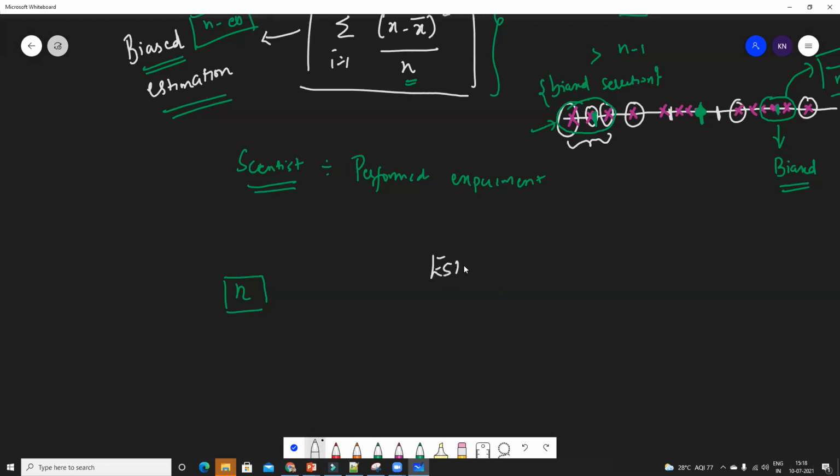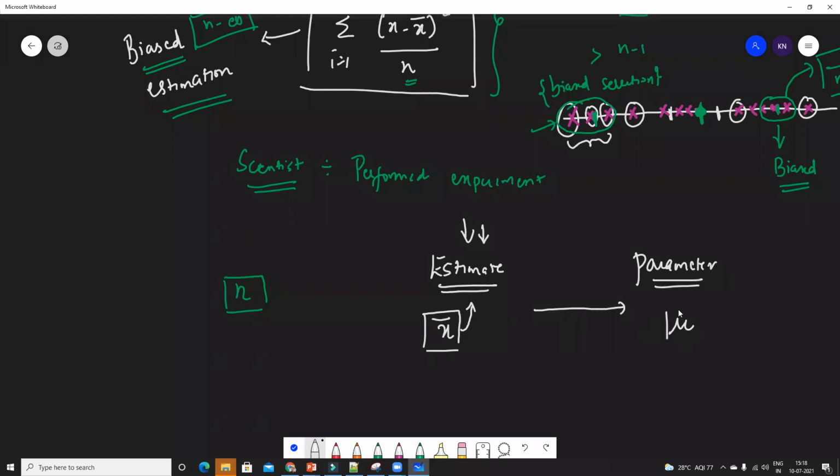What is an estimate? I discussed estimate in my previous session, and I also discussed what a parameter is. Let me discuss this again. Suppose I say x bar is my sample mean. Can I say this is an estimate of the parameter, the population mean? I hope everybody agrees. x bar is an estimate of the parameter, which is the population mean.